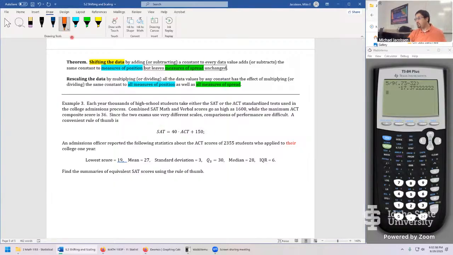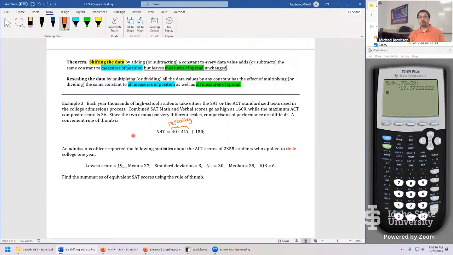A formula has two parts. This part is the rescaling. Rescaling is going to affect every single statistic. But this part, the plus 150, we're shifting every data value to the right. From the ACT, add 150, is a shifting. Because that's a shifting part, we have to be really mindful of this part right here. Measures of spread are going to be unchanged. In other words, we won't even use that part of the formula.